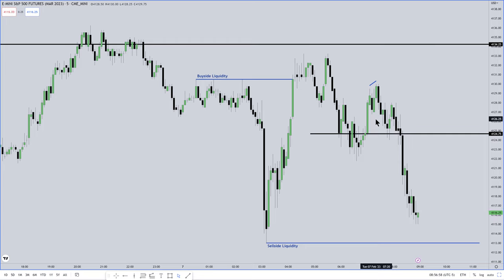So once the market starts to draw back up into this premium area, we have to go through our time frames and look for fair value gaps.